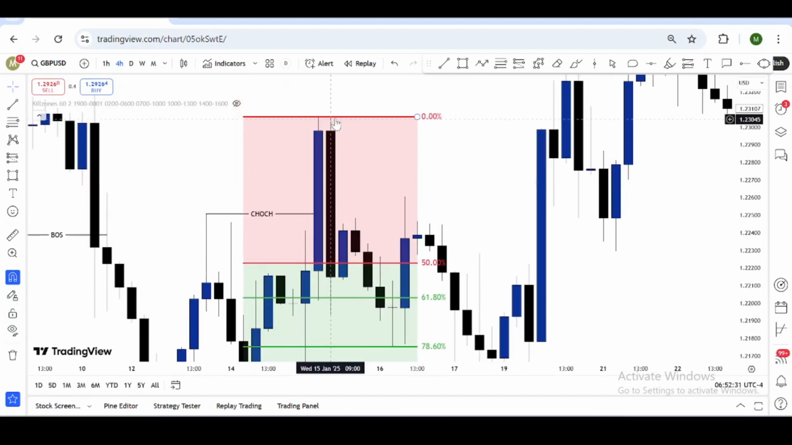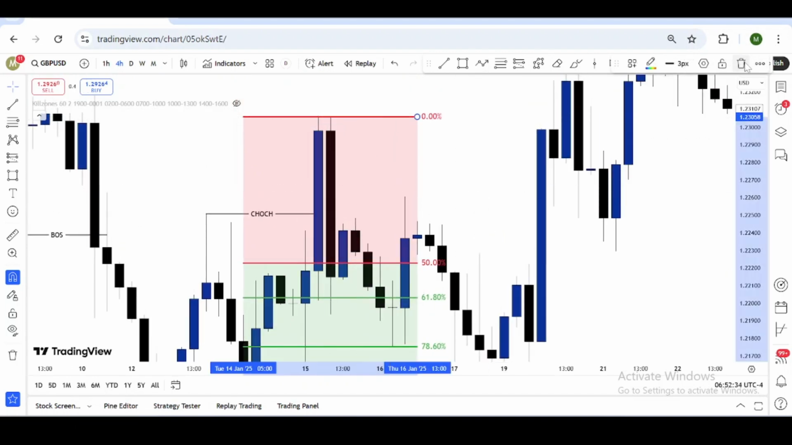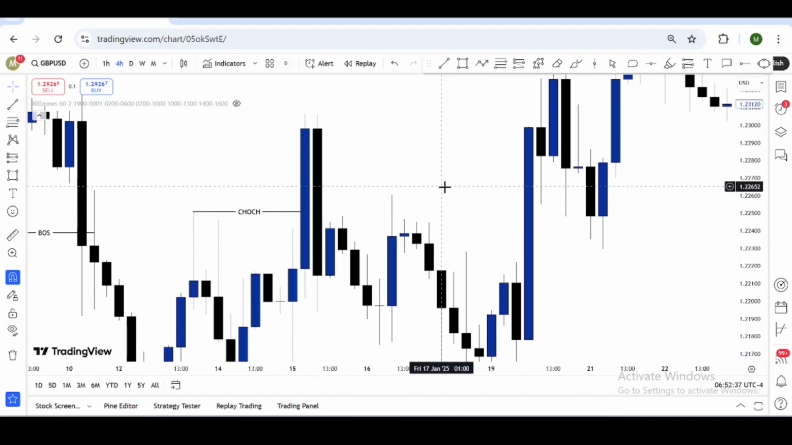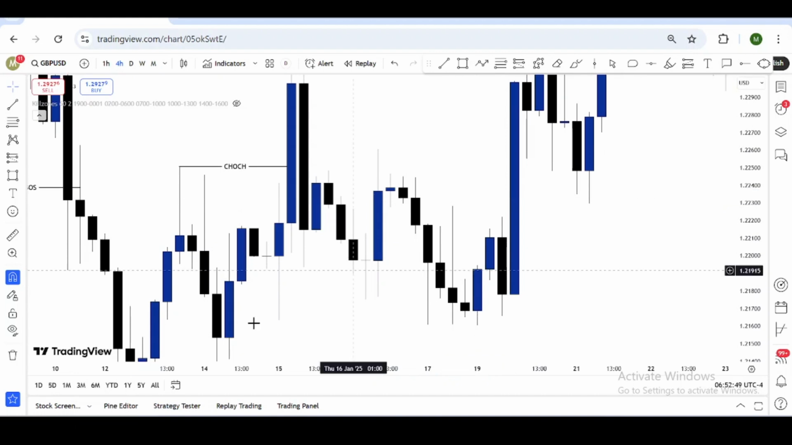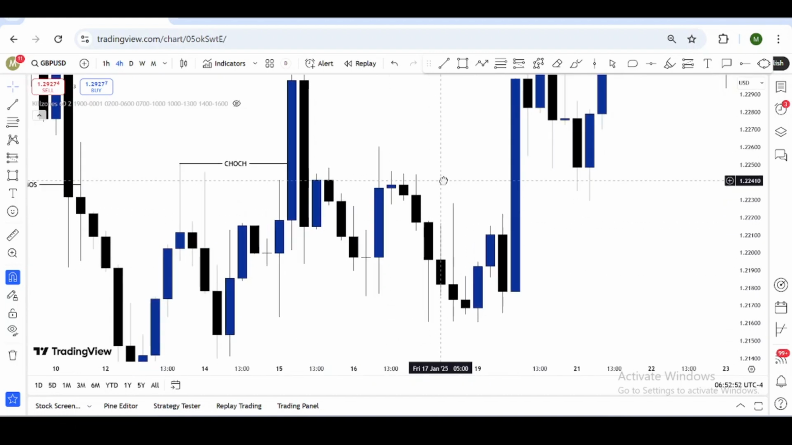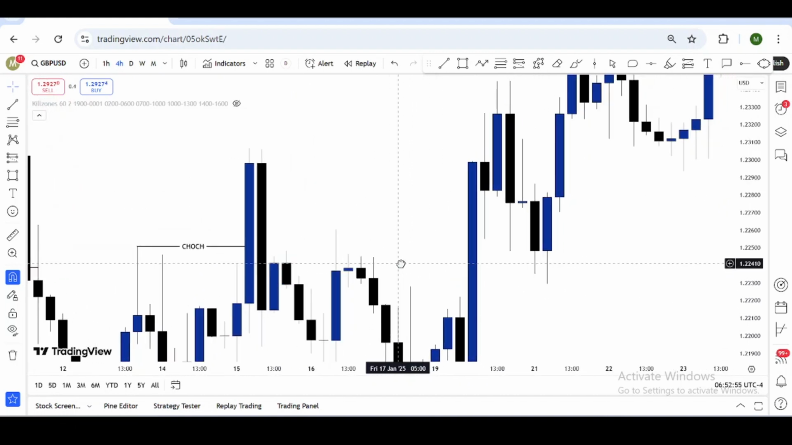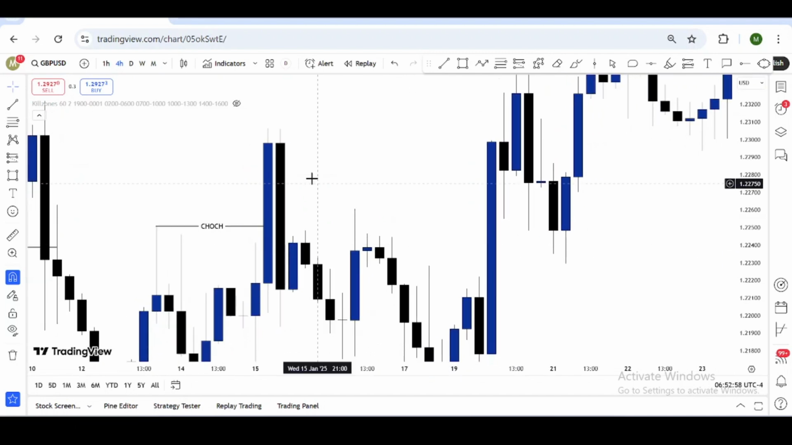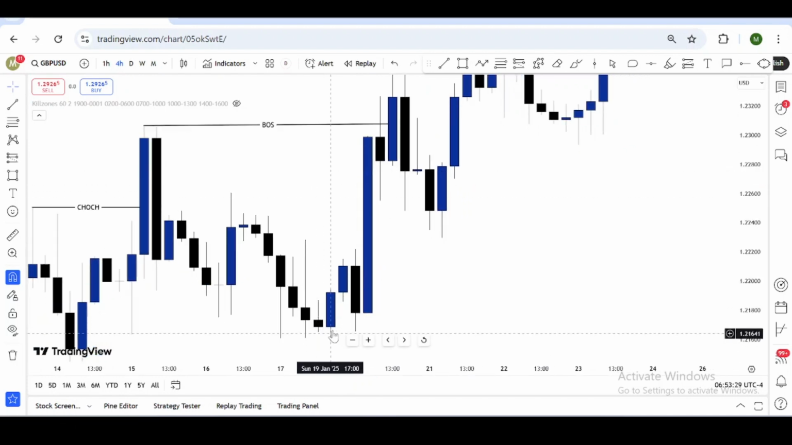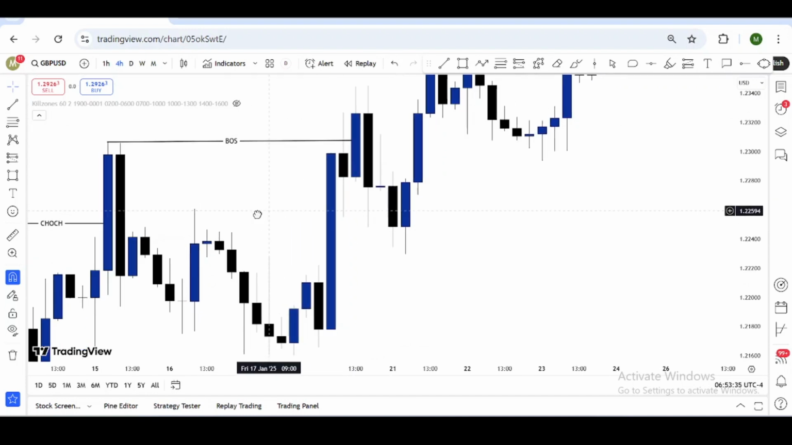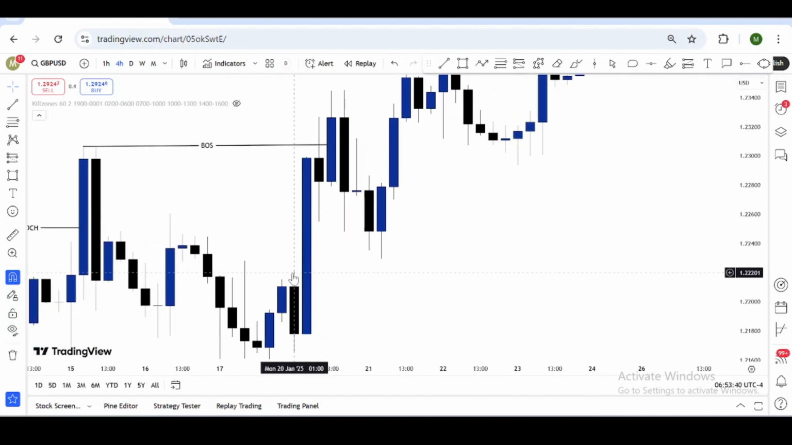So let's move on to another one. We have this change of character here, and price pushes down. We are not looking for another block right now, rather you just want to identify a fair value gap. Now look at this point here. From here we have a break of structure. Now look from this point all the way up. Can you spot a fair value gap? Yes, you can spot a fair value gap between here and here. Now let me spot the fair value gap between here and here.